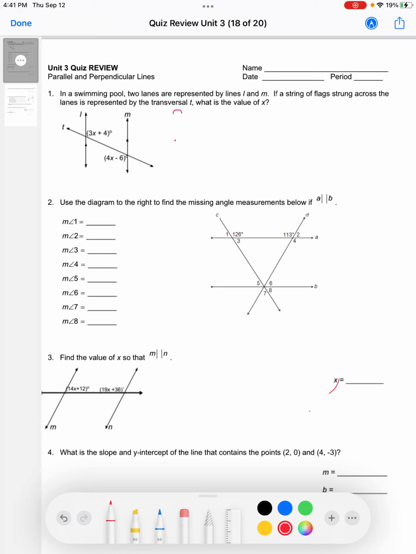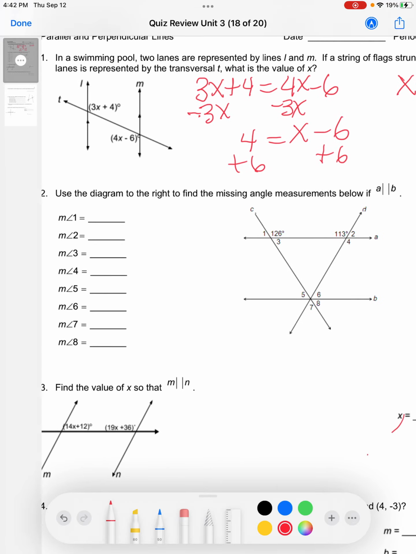So that means 3x plus 4 will equal 4x minus 6. I'm going to subtract 3x from both sides, so 4 equals x minus 6. I'm going to add 6 to both sides, so I've got x equals 10.